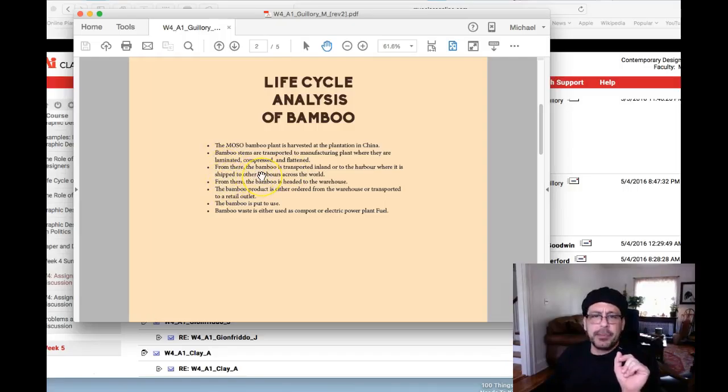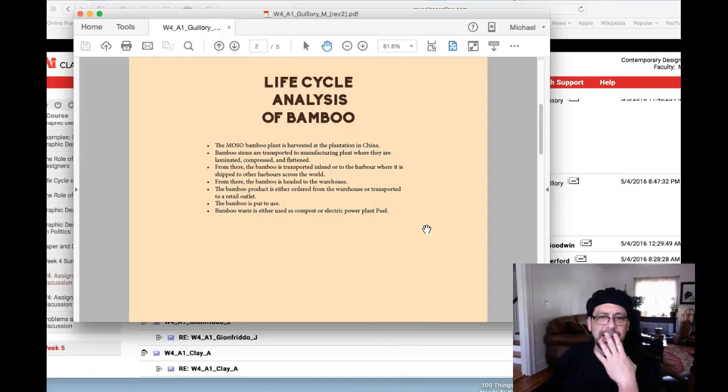And then from there, the bamboo is transported inland or to the harbor where it is shipped to other harbors across the world. Well, how is it transported inland? Do you see what I'm saying? And you've got a spelling error there. Harbor is O-R. You don't need the O-U-R. That's European spelling. From there, the bamboo is headed to the warehouse. The bamboo product is either ordered from the warehouse or transported to a retail outlet. The bamboo is put to use.